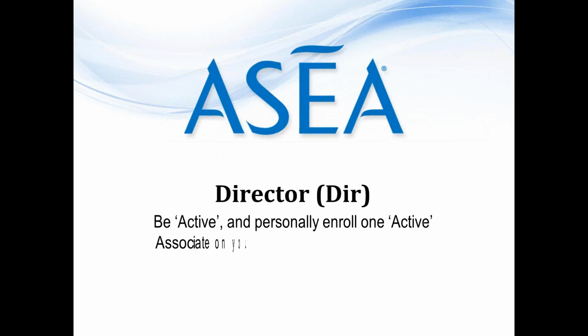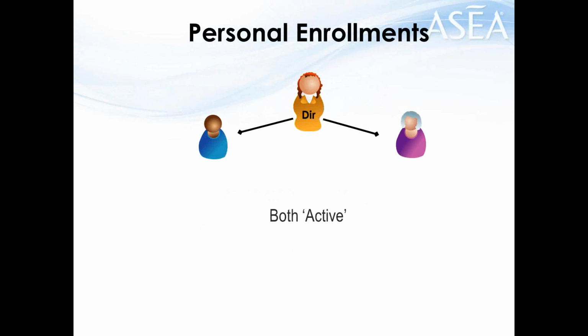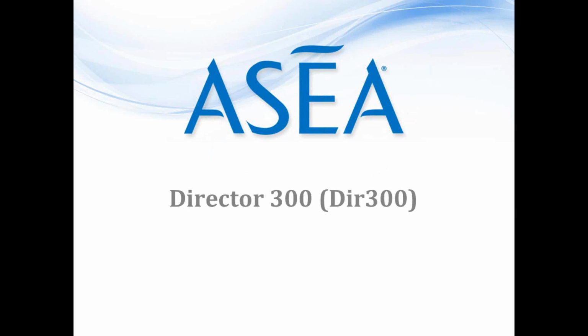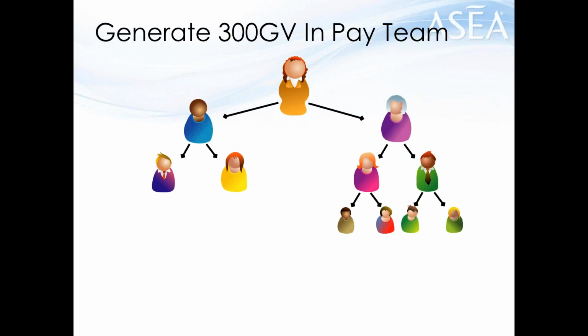So, Director, what is a Director? It's someone who's active and personally enrolls one active associate on the left and one on the right. So, there you are. You personally enroll someone left, someone right, and they're both active. Congratulations, you're a Director. Now, Director 300 is a Director with 300 group volume in the pay team. As long as you have 300, which is just 3 cases of product that moves in your entire lesser side of your team organization here in the binary, congratulations, you're now a Director 300. The company's going to send you a pin and a certificate to recognize you for that achievement.